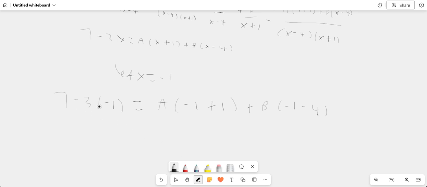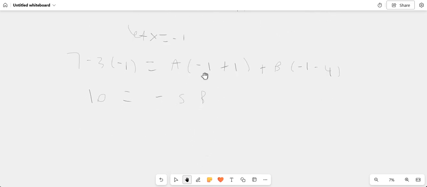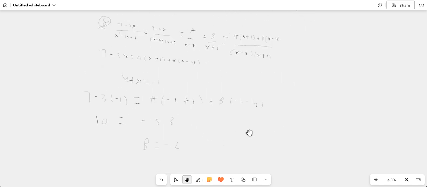So obviously that's going to be 10, because minus 1 times minus 3 is plus 3. So 7 plus 3 is 10. So that's 10 there. That's going to cancel. And then minus 1 minus 4 is minus 5. So that's minus 5b. Obviously minus 1 plus 1 is 0, so 0 times a. So therefore b is equal to minus 2. Divide by minus 5, you get 10 over minus 5, which is minus 2.